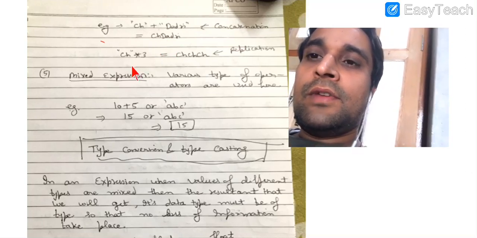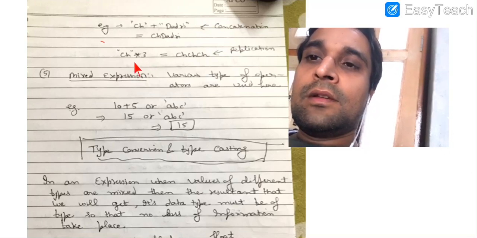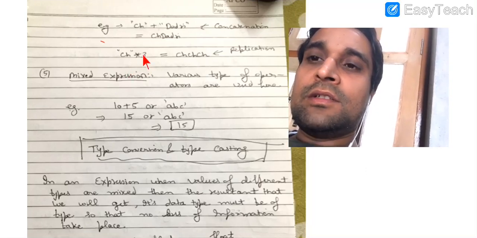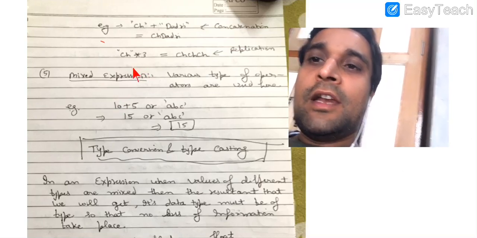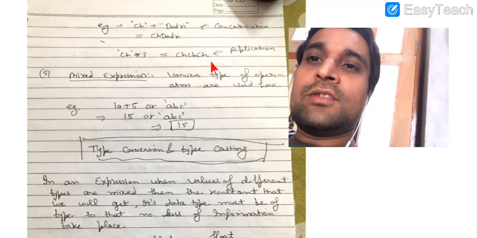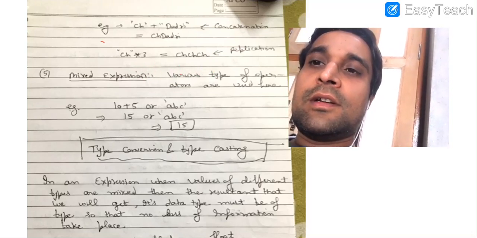Next, we have written CS in quotes multiply 3. CS in quotes means it is a string. This 3 can be written before CS also. If we write 3 into CS in quotes, it is the same. It means we want to replicate or repeat CS 3 times. We are getting CS CS CS as the result.